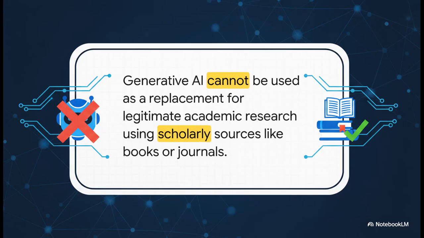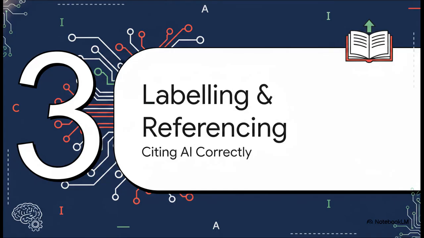This leads us to a really important rule. You simply cannot use AI as a substitute for real, legitimate academic research. It does not replace digging into scholarly books, academic journals, or peer-reviewed reports. Those are your credible sources. The AI is not. Okay, so if you do use it for things like brainstorming, how do you acknowledge it?